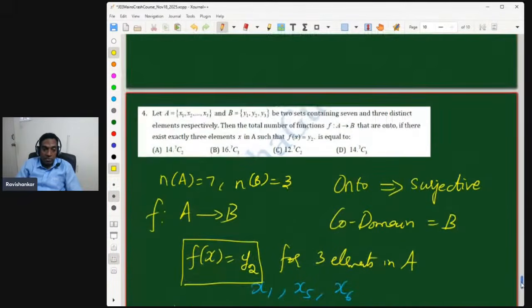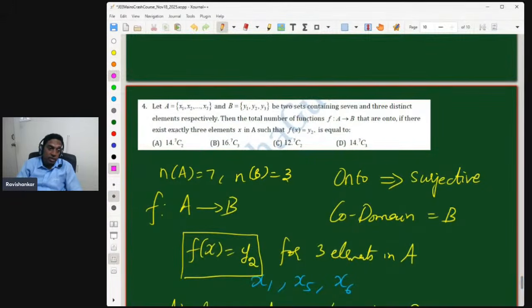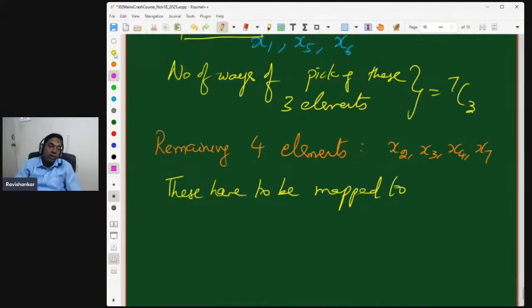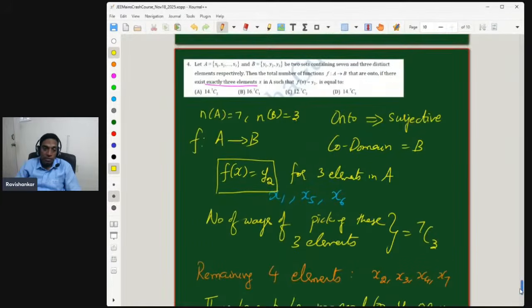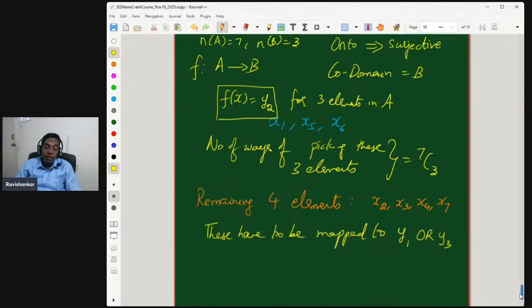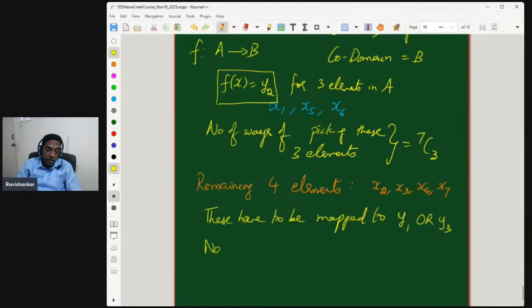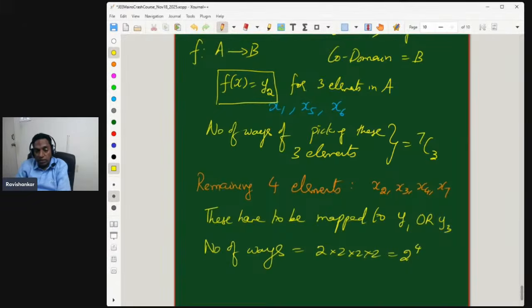Exactly 3 elements is what it says. It's exactly 3, not at least 3, exactly 3. So these have to be mapped to y1 or y3. Not and, it's or. Each element can only be mapped to one of the elements in B. So the number of ways is 2 into 2 into 2 into 2, which is 2 power 4, because each element you can choose either y1 or y3. But this is not all.